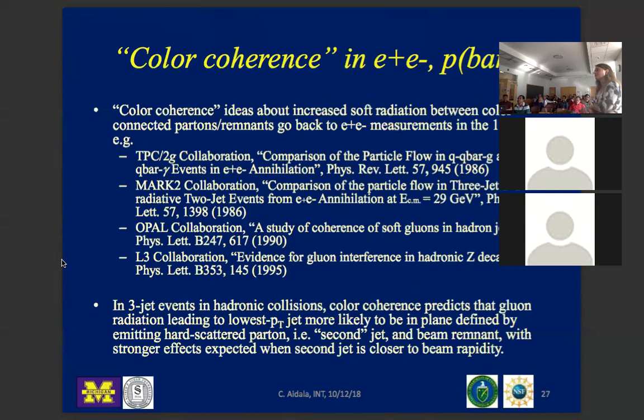And then if I move to hadronic collisions at the Tevatron initially, so in 3-jet events in hadronic collisions, this color coherence idea predicts that gluon radiation leading to the lowest pT jet of a 3-jet event is more likely to be in the plane defined by the emitting hard scattered photon that emitted this radiation, the second jet, and the beam remnant, with stronger effects when the second jet is closer to the beam rapidity. And so you have gluon exchange, color exchange, with a photon involved in the hard scattering and the beam remnant, which is qualitatively exactly the same setup as the TMD factorization breaking.